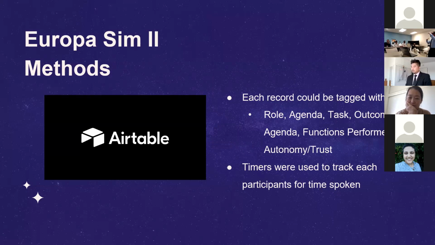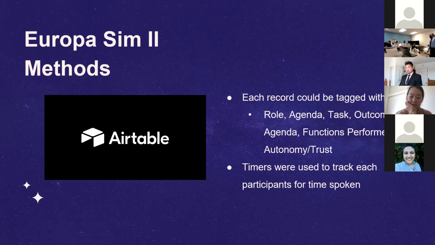So the meetings will last from like 9 to 5, and there'd be different parts of the meeting. So we put the agenda on there and which segment of the meeting it was in, the task that was going on, and then the outcome of it. And then we would mark which function we thought the quote was identified with and whether it was pertaining to trust or autonomy. So that was one section we were doing during the simulation.